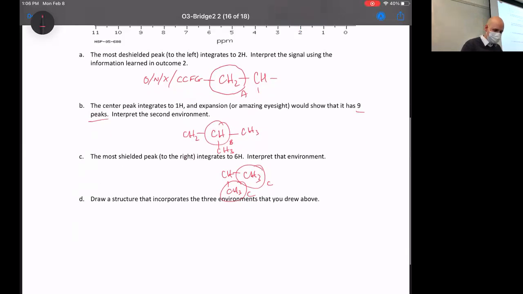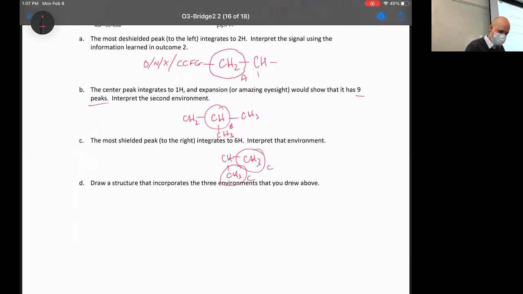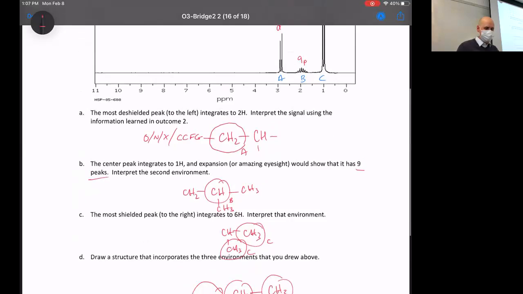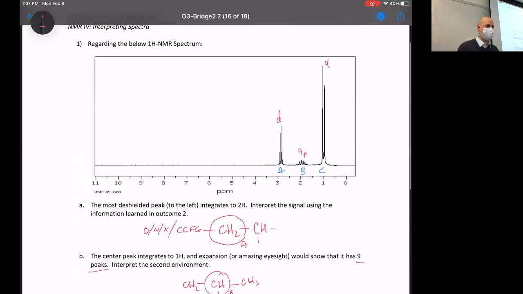All right, so when we put all of this together, we would have, I'm going to start at B. I've got that environment B, and that's a CH next to 2 CH3s. I'm going to have those 2 CH3s next to it. Those were environment C. And then that CH also had a CH2 to the left, which must be this one, environment A. And then there's whatever else. So for that whatever else, we don't know for sure what it is, but we do know that there are no more hydrogens in this molecule.